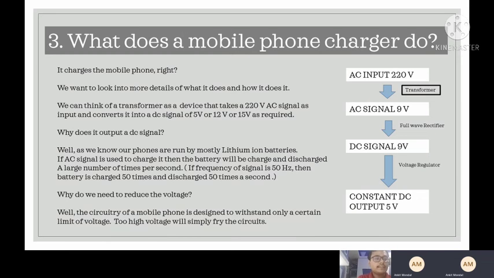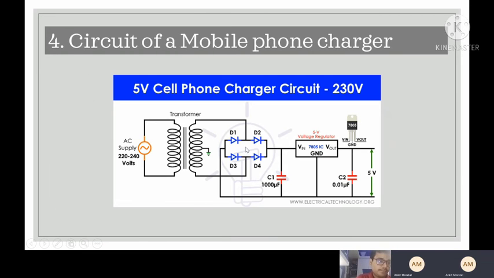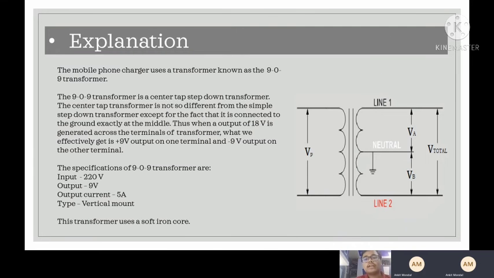In fact, now we can see the circuit of the mobile phone charger. Over here, as you can see, the transformer is one of the most important components of the circuit. There is an input of 220 volts and the output, which is expected to be 9 volts, will be fed to the rectifier circuit, which will then convert it into a DC signal of 5 volts. Now, the transformer being used here is a special kind of transformer known as a center tap transformer. The specialty being that at the center, it is tapped to the ground. So the voltage here is 0 volt.